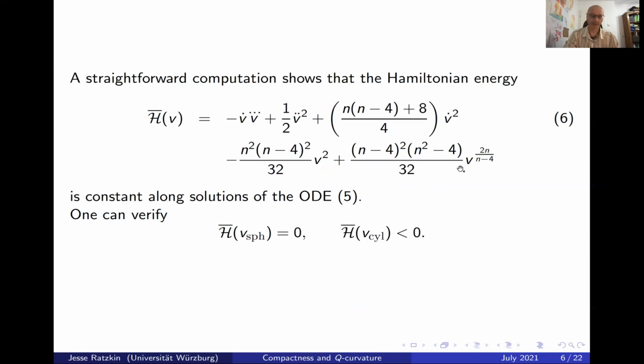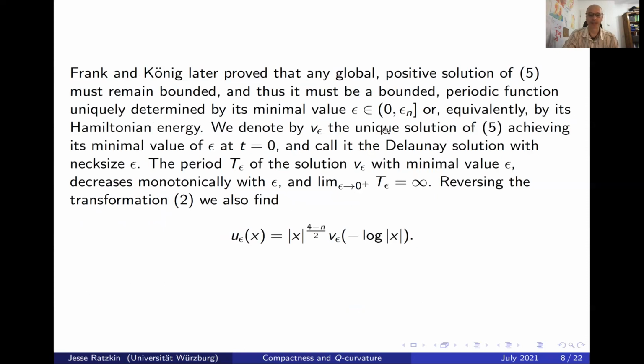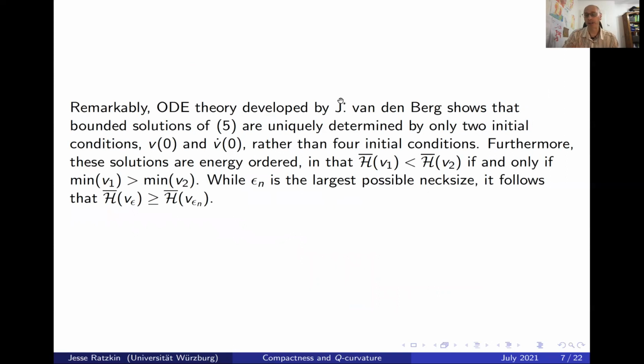The kind of amazing thing about this setup is that even though we have a fourth order ODE, it behaves qualitatively like a second order ODE. What do I mean when I say that? I mean that the solutions to this fourth order ODE are actually uniquely determined by only 2 initial conditions rather than 4. You'd expect 4 initial conditions because you have a fourth order ODE, but in fact, you only need 2 initial conditions, say v of 0 and v dot of 0.